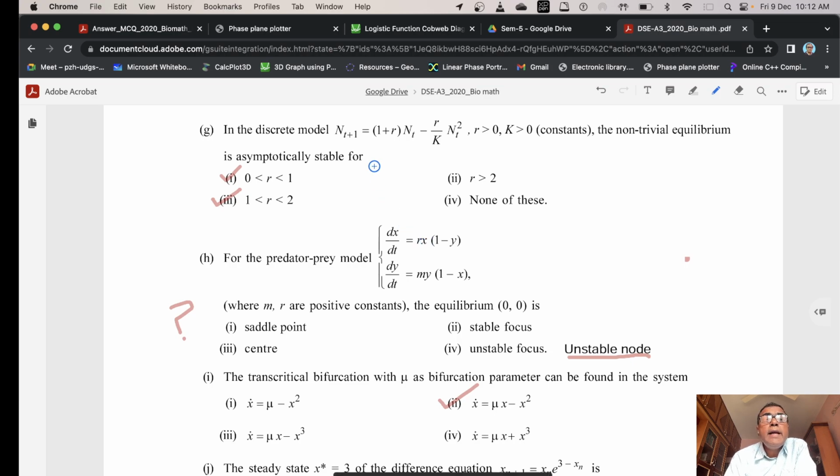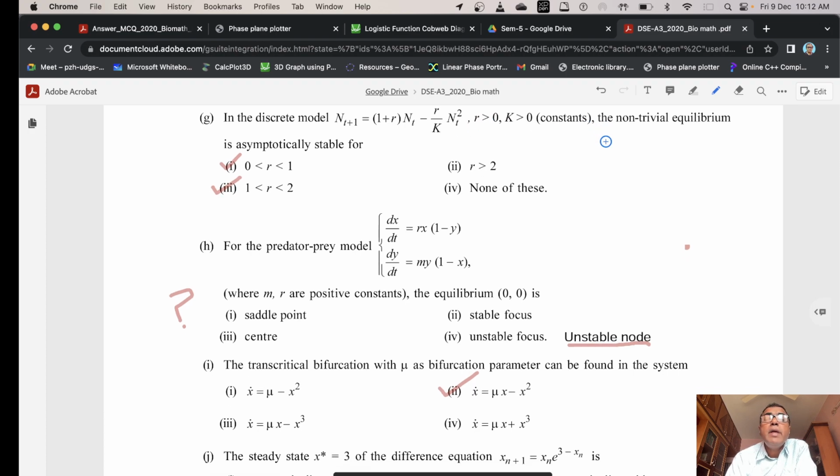In the discrete model, N(t plus 1) equals (1 plus r) N(t) minus r by K N(t) squared. r and K are positive parameters, and the non-trivial equilibrium is asymptotically stable for r here. The actual answer is 0 less than r less than 2. So we can choose either 1 or 3 or both, and you can get full credit from either 1 or 3 or both.